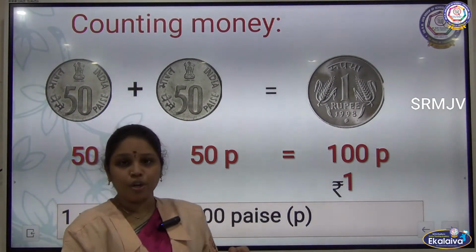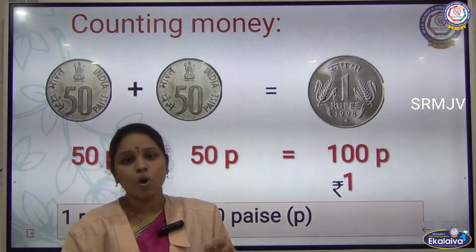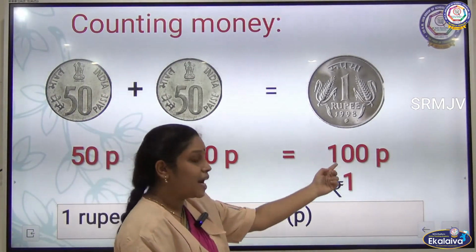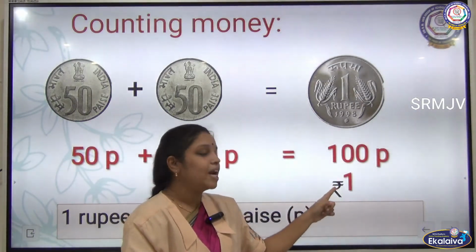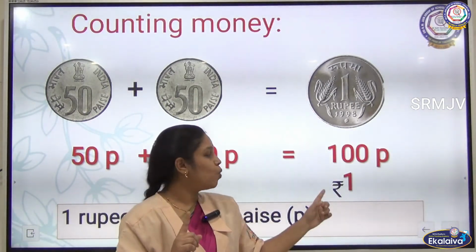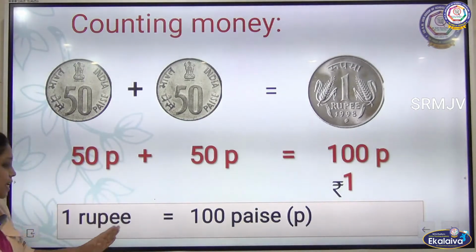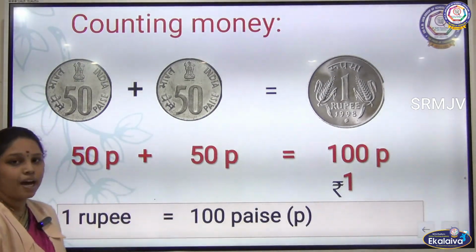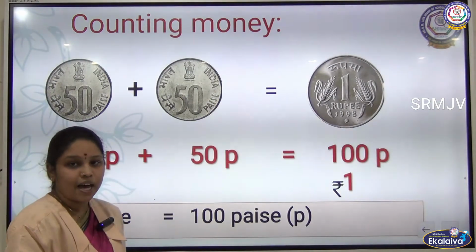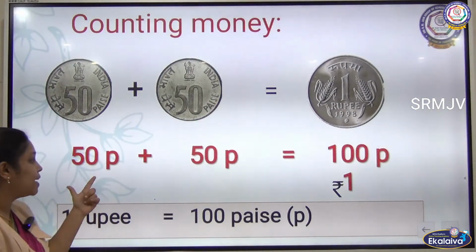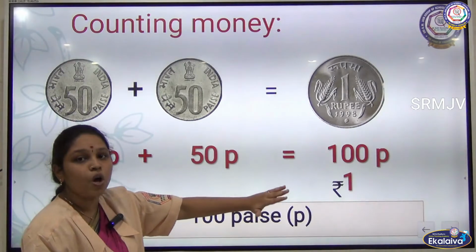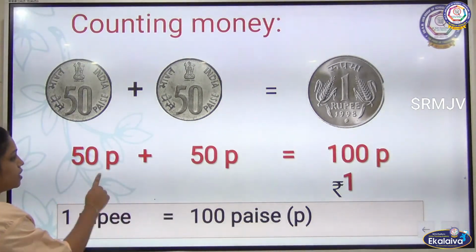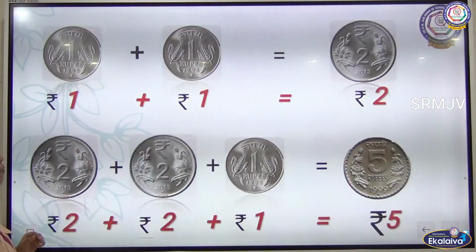I already told you 1 rupee is equal to 100 paisa, isn't it? So we can write it as 100 paisa or 1 rupee. 1 rupee is equal to 100 paisa. In 1 rupee, how many paisa are there? 100 paisa are there. Okay, so 50 paisa plus 50 paisa is equal to 100 paisa, which means 1 rupee. Okay, this is one thing you have to remember.